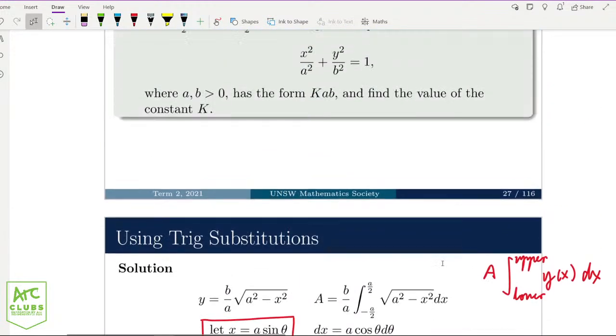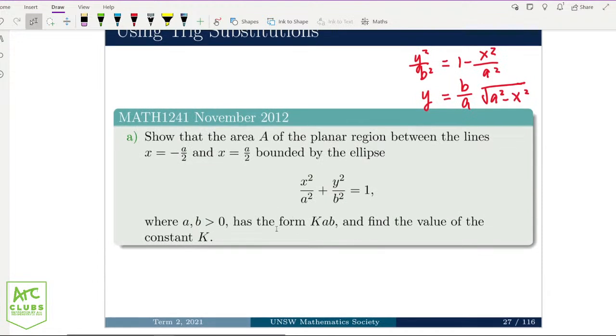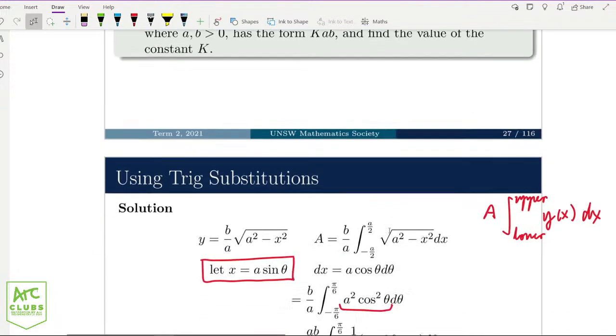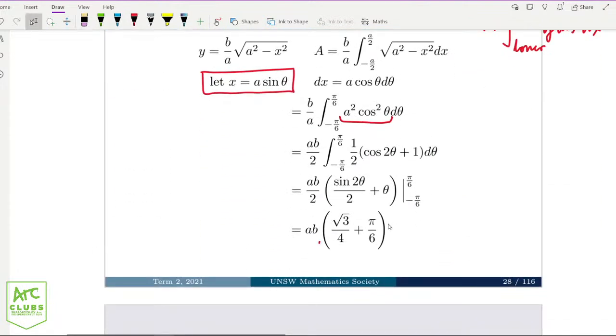And going back to the question, this is exactly what we want because we want the final answer to be in the form of kab, where k is a constant. And obviously, this term over here is a constant k. So we've essentially proved that the area over here is in the form of kab, and we found k to be equal to this particular value.